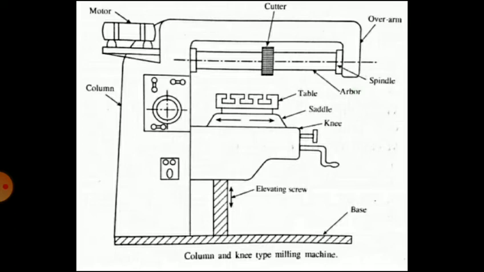Then there is a knee that can be moved in an upward and downward direction. On the knee, there is a saddle. That saddle is actually a sliding part for the table and the crossfeed, and over the saddle there is a table that is mounted.